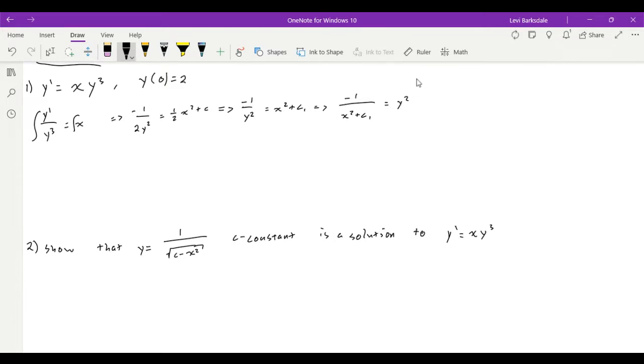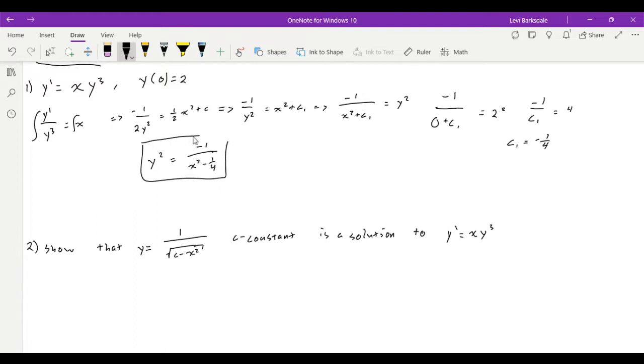So in this case, because we have that y of 0 is equal to 2, this means that negative 1 over 0 plus c1 is equal to 2 squared. So this means that negative 1 over c1 is equal to 4. So we have that c1 is equal to negative 1/4. And as a result, we have the solution y squared is equal to negative 1 over x squared minus 1/4.